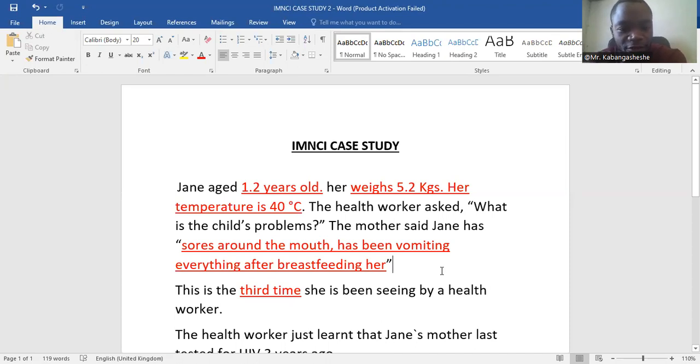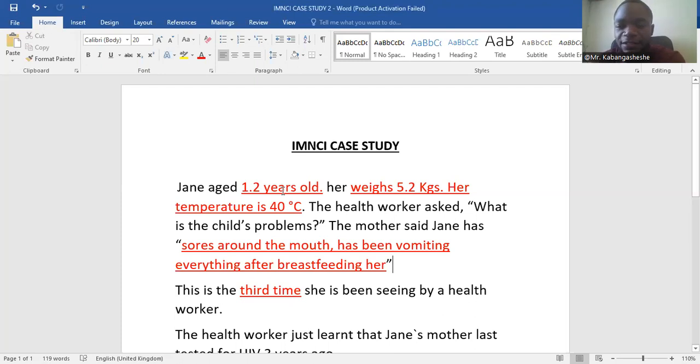So let's examine the question first of all. I have already highlighted the most important things in this question as regards IMCI. So number one, of course, we have to know the name of the patient. In this case, it's Jane. Presumably, this is a female because we can see consistency here. You're saying her and all. So this is a female baby. What is the age? Saying 1.2 years. So we have to calculate this in months.